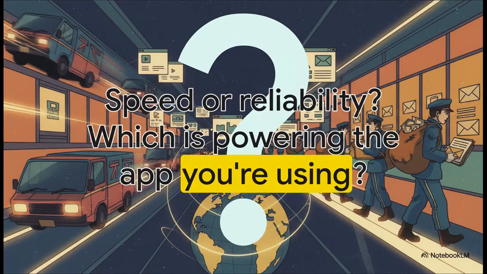So when you boil it all down, it's not really a battle between speed and reliability. The true genius of the internet's design is that it gives applications both options. It's this flexible system with different shipping choices for different needs. And that core principle is what allowed it to scale into what it is today. So the final question is, as you're experiencing this right now, which delivery person do you think is at work? The fast sprinter or the steady marathoner?